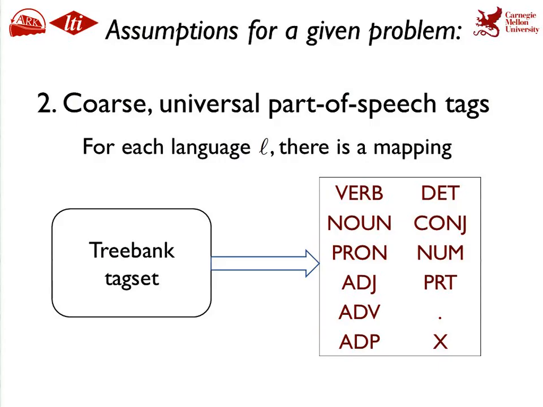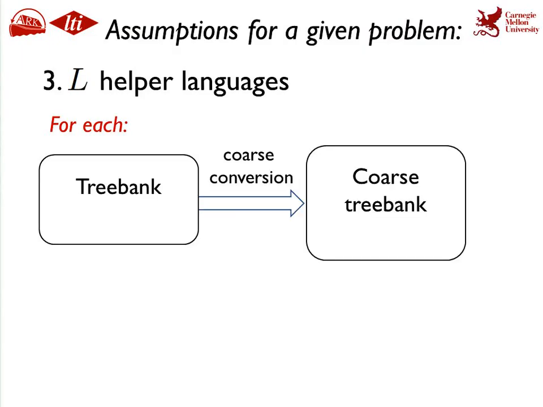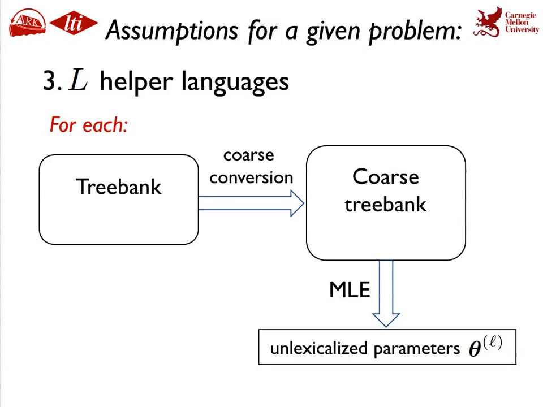So the next thing is that for each helper language in our set of L helper languages we have a tree bank, and we have converted it to a coarse version using the fine to coarse mapping that we have. Okay, and finally we use maximum likelihood estimation to estimate the unlexicalized parameters theta superscript L for that particular helper language. Okay, so these are the three things that we know that are there.